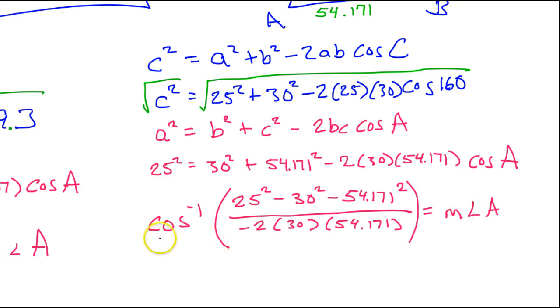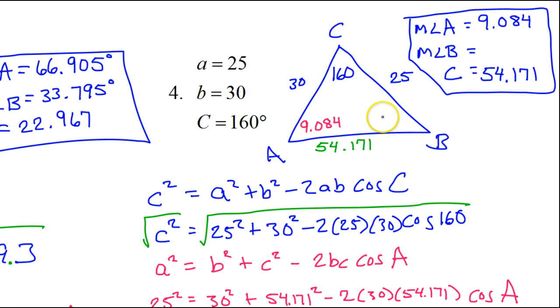So go ahead and put this entire expression in your calculator all at once. So I'm getting 9.084 degrees for angle A. Now we can easily find angle B by subtracting these two angles from 180. I got 10.916 degrees. And that's it.